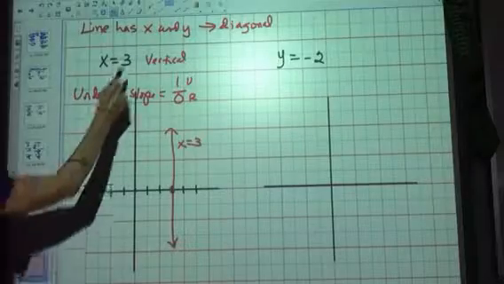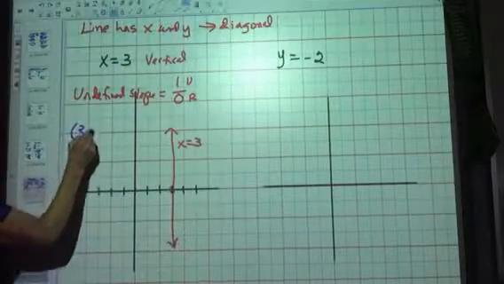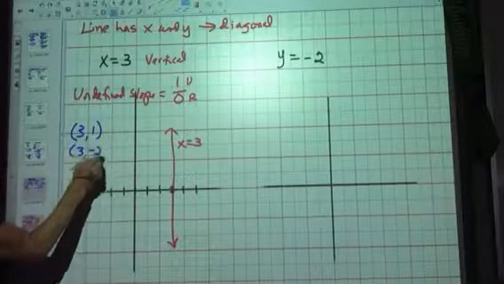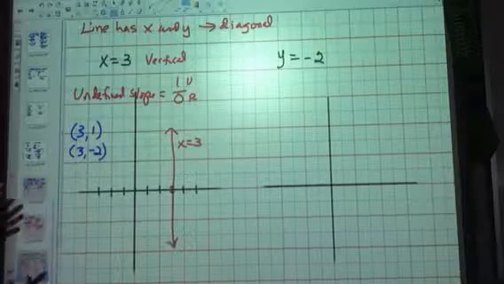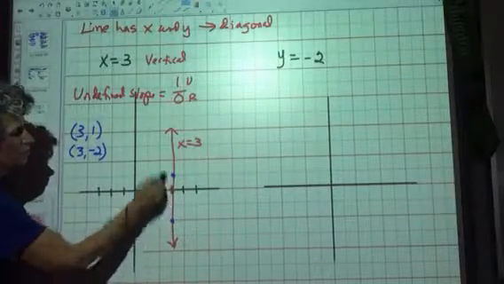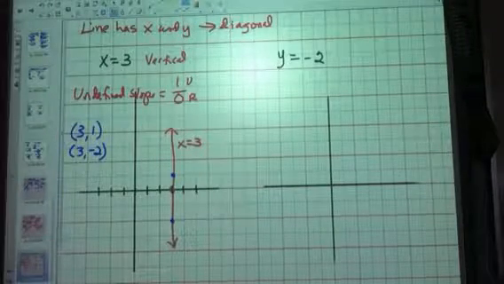And one more way to remember it is to think about an ordered pair where the x is 3. It could be like 3, 1. Or it could be 3, negative 2. And then you could picture those points in your head or sketch them. If I'm at 3, 1 and 3, negative 2, oh, that's a vertical line. So those are all reasons why an x line is vertical.